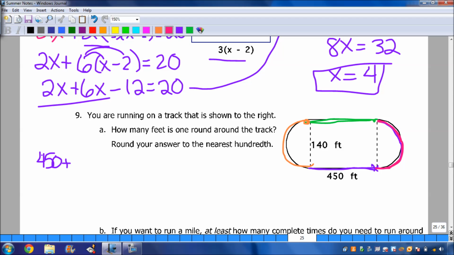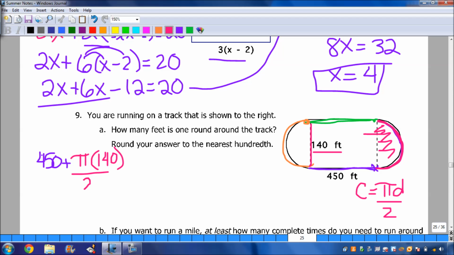So for the distance right here, I would normally use the circumference, which is pi d, but it's only half of a circle, so I'm going to cut it in half, okay? So it's going to be plus pi times 140. I know that my diameter is 140 based on this information right here, cut in half, right? And then I get to go another 450 feet right here, okay? So this part right here will be plus 450 feet.